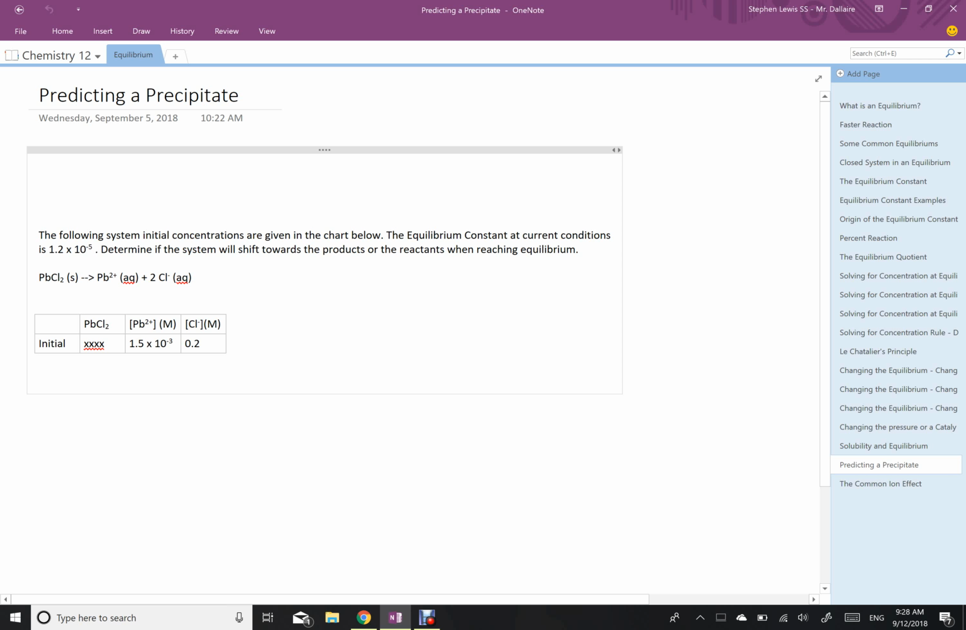Okay, in this video we're going to talk about how if we think about a solution as an equilibrium where the saturation point represents the equilibrium condition, then we can use that as a way to predict if a precipitate will form or if a crystal will start to form within the liquid, whether a solid will come out of the solution.